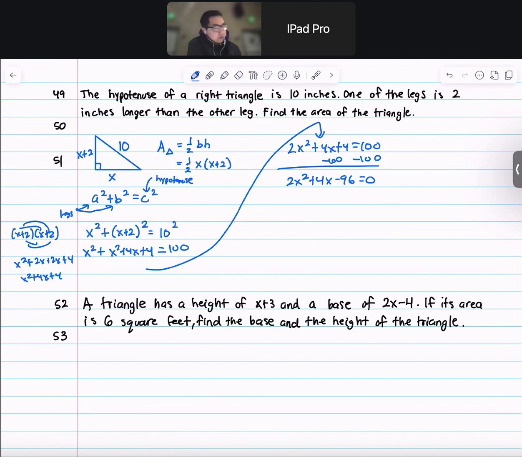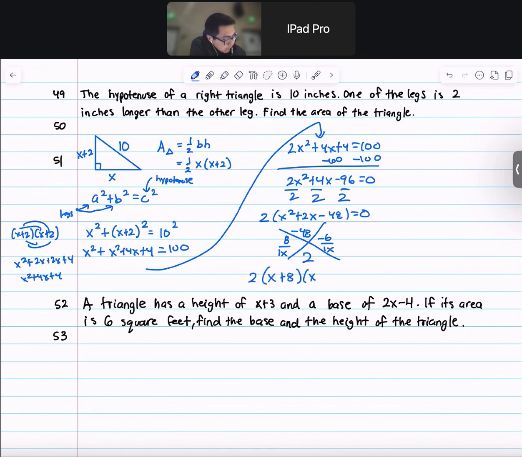We could definitely factor that. Divide each by 2, the GCF. And this is something we could definitely factor using trinomials. The two numbers that multiply to negative 48 but add to 2 are 8 and negative 6. And put this all over the a value of 1x. 2 times x plus 8, x minus 6 equals 0.